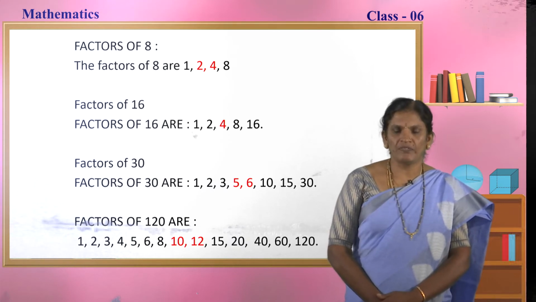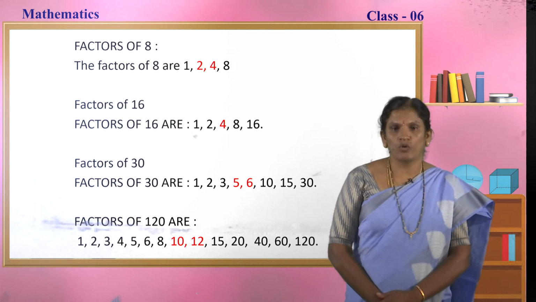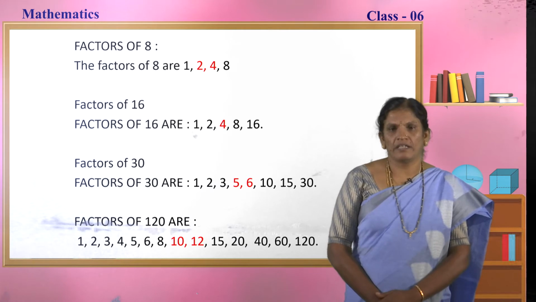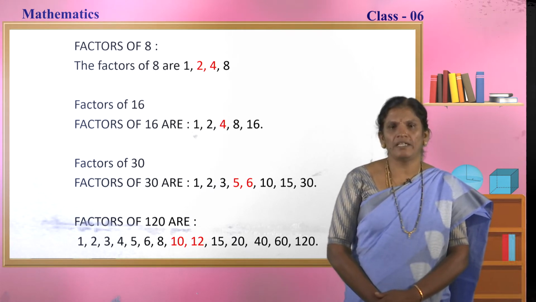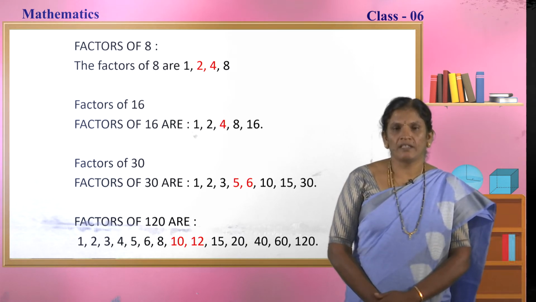Now come to 120. Center numbers are 10 and 12. 10 into 12 is 120. Here either side we can count the numbers 1, 2, 3, 4, 5, 6, 8. This side also 15, 20, 40, 60 and 120. So we can decide that we have written all the factors by counting either side of the center number.